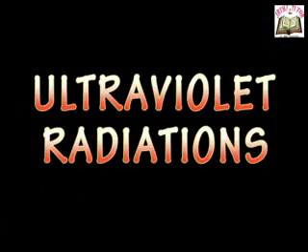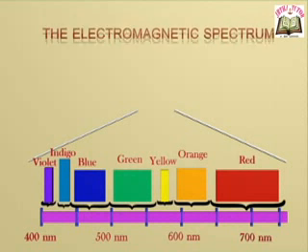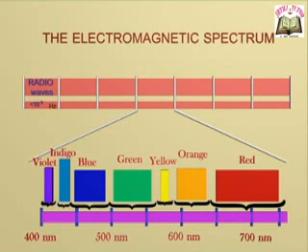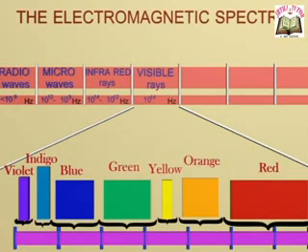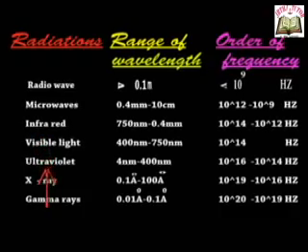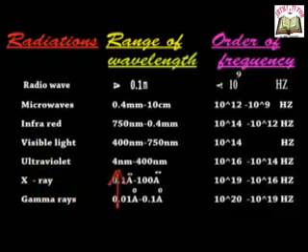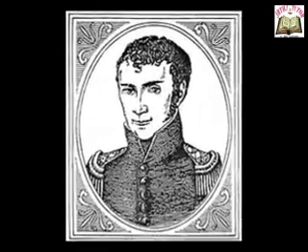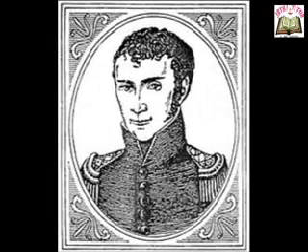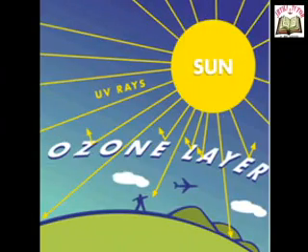Ultraviolet radiations. In the electromagnetic spectrum, radiations having a range of wavelengths 4 nanometers to 400 nanometers are called ultraviolet radiations. These radiations were first detected by J.W. Ritter in 1801 by their photographic action. The short ultraviolet radiations are harmful to living tissues, and these are absorbed by the ozone layer surrounding the earth.